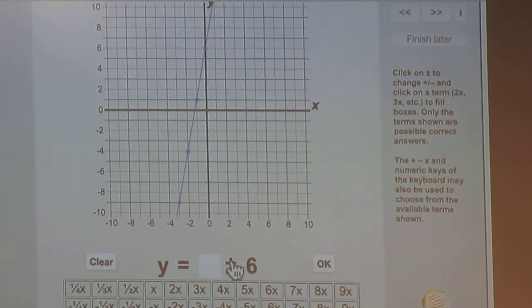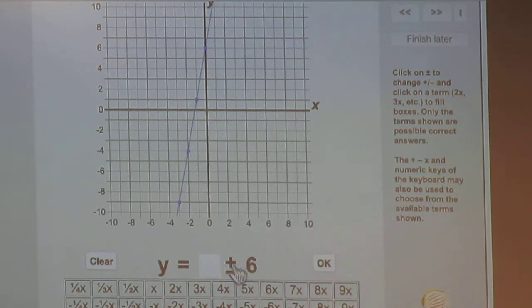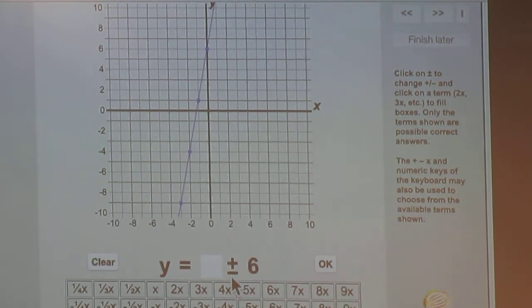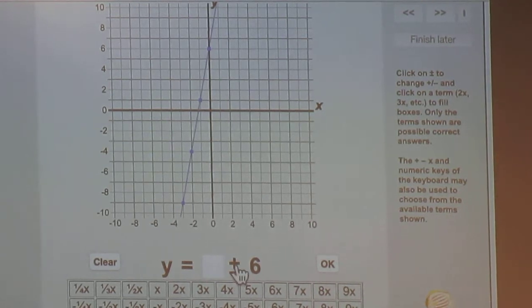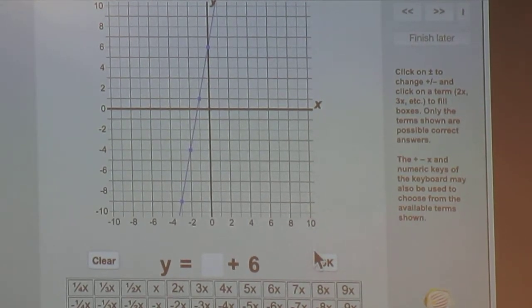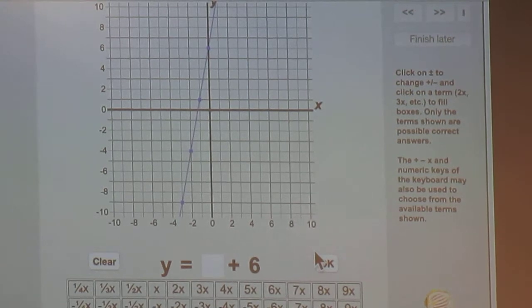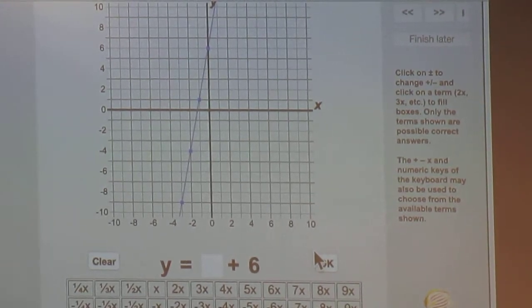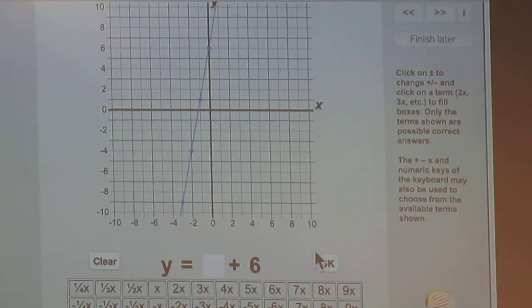This is what happens on this stat quiz for a lot of kids. You get this right, and you forget to pick a sign, so you get it wrong. Do you see how tricky that is? So we know that this is a positive 6, so when I click on the plus sign, the subtraction sign goes away. Tell your neighbor right now what the tricky part is so you remember to do that.